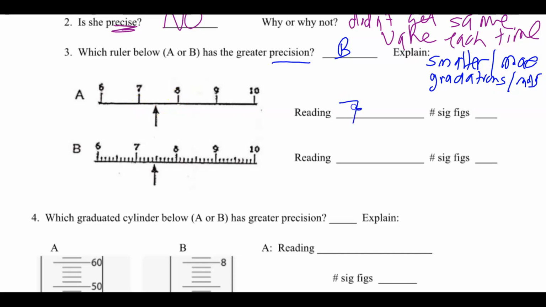So I can read the 7. Now I can guess my 10th place. I bet 7.5 is about there. So I'm going to say, I don't know, 7.4. That only has 2 sig figs. I read one and I guessed the second sig fig.